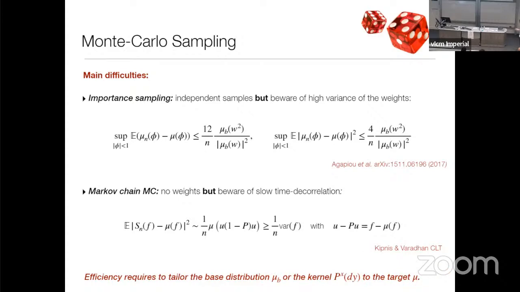And so what I would like to do today is to discuss ways by which we could use deep learning, so machine learning tools, to try to maybe systematize the way we construct the identification of the base distribution or of the transition kernel that you use in the Monte Carlo.